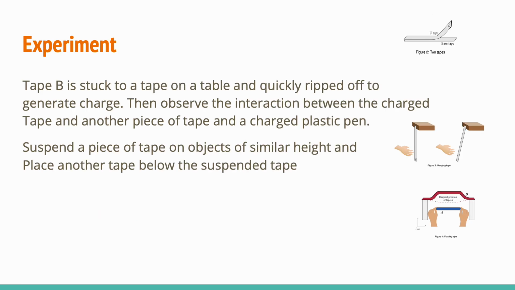The procedure for the experiment: tape B is stuck to a tape on a table and quickly ripped off to generate charge. In the second part, a tape is placed below a suspended tape on two objects of similar height, and the distance between them is measured.